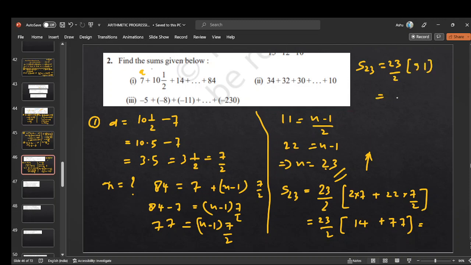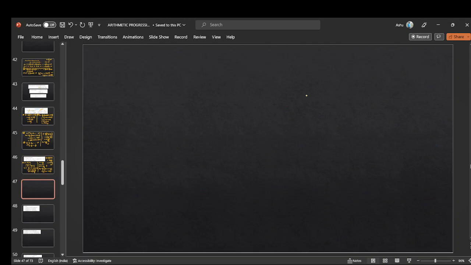If we multiply, we get 2093 upon 2. Then 2 1s are 2, 2 1s are 2, 0, 2 4s are 8, 2 4s are 8, and 2 6s are 12, and 2 6s are 12. Then 1 is remaining, so here 1 by 2. That will be the answer. Clear? Our first part is done. Now we should come to the second part.